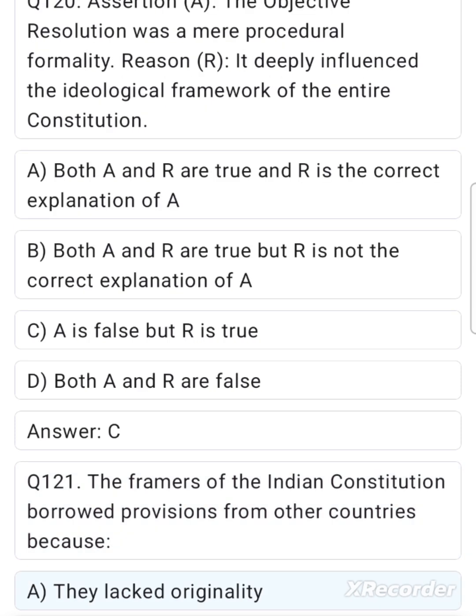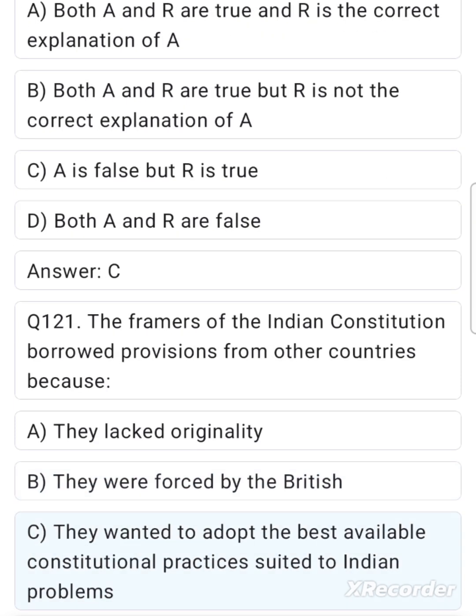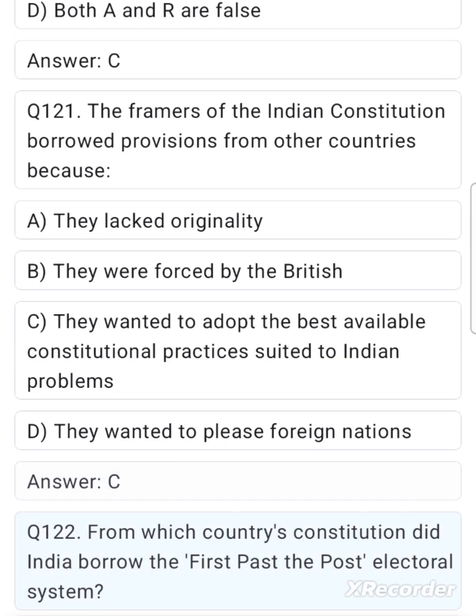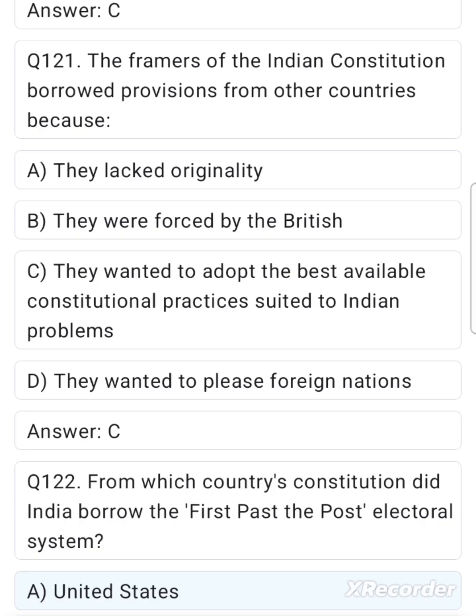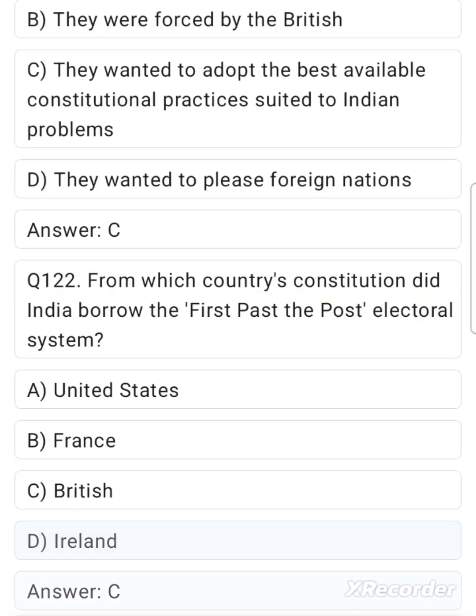A. They lacked originality. B. They were forced by the British. C. They wanted to adopt the best available constitutional practices suited to Indian problems. D. They wanted to please foreign nations. Answer: C. Q 122. From which country's constitution did India borrow the first past the post electoral system? A. United States. B. France. C. British. D. Ireland. Answer: C.